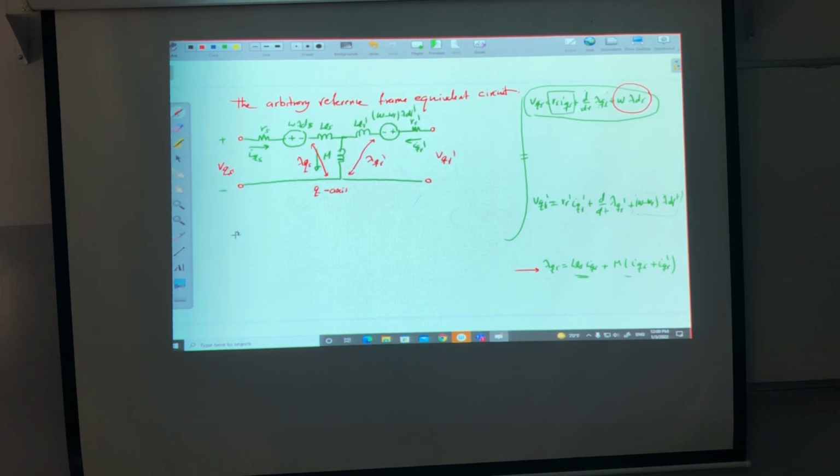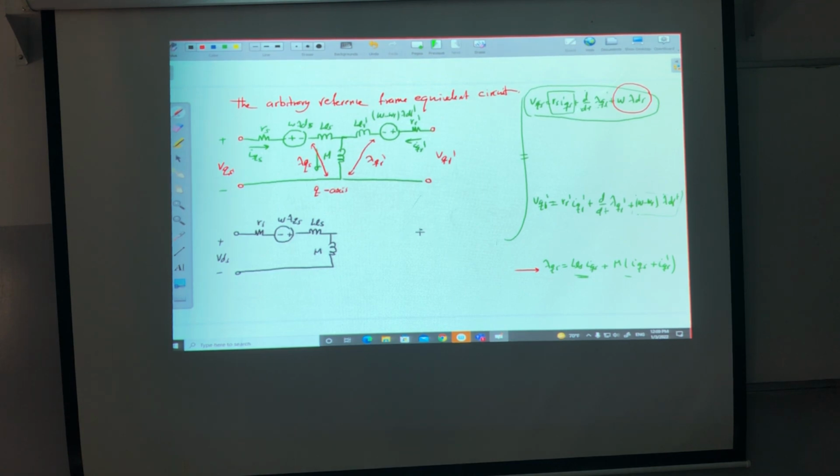So the first thing here I will do what? V_DS, plus and minus. The first thing I will face is what? R_S. Then this voltage source will be minus, plus. The value is omega lambda_QS. Then I'm having the self and the mutual, L_S and M.